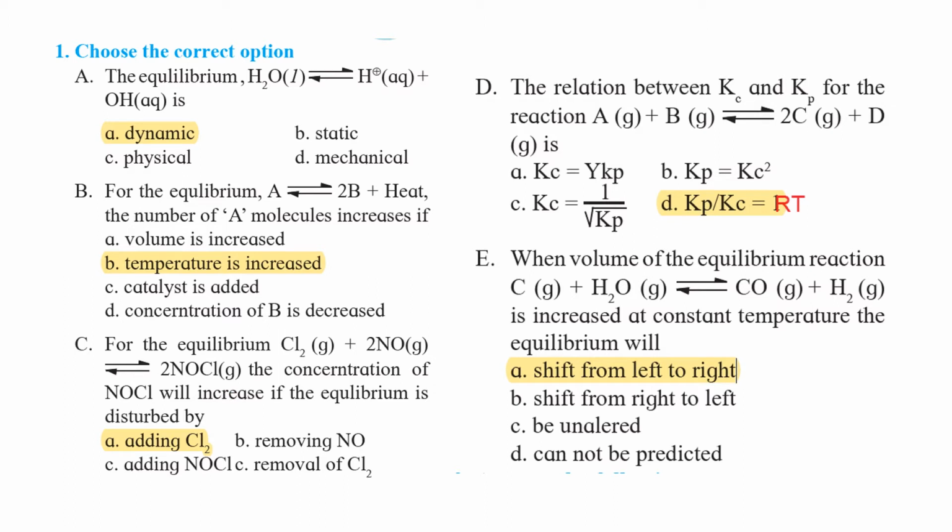So here adding Cl2 is the only one given, the remaining are removing NO, adding NOCl, and removal of Cl2. So the correct answer is adding Cl2. The correct answer is option A.